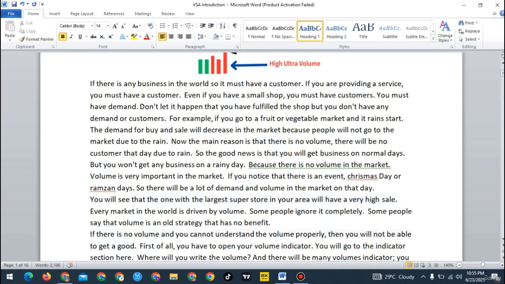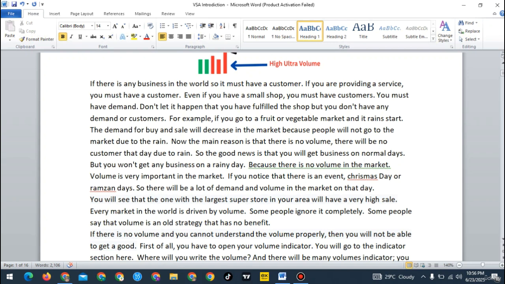What I say, the main reason is that there is no volume. Volume is very compulsory in the market. Volume is very important. If there is no volume in the market, don't place the trade. Always wait for volume to come in the market. Then find the setup.